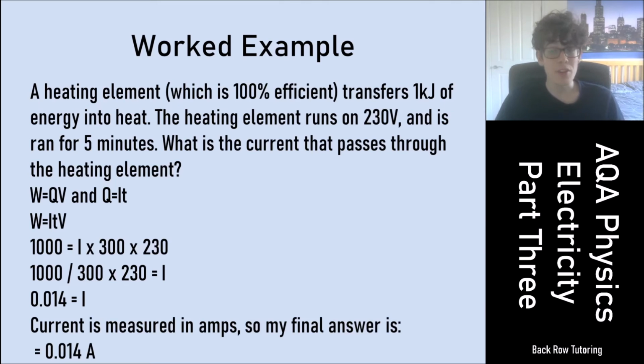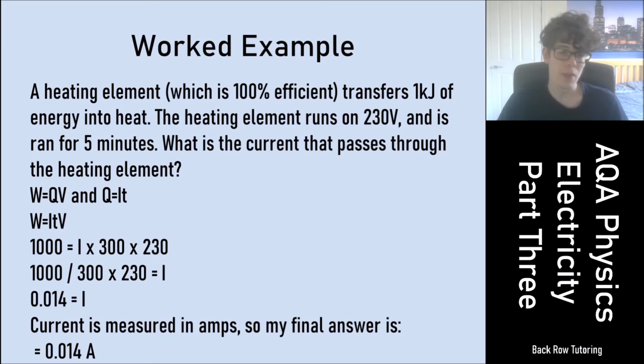A heating element which is 100% efficient transfers 1 kilojoule of energy into heat. The heating element runs on 230 volts and is run for 5 minutes. What is the current that passes through the heating element? Right, this is another one of those trickier questions where we'll have to use two formulas in order to get the answer. W equals QV and Q equals IT.